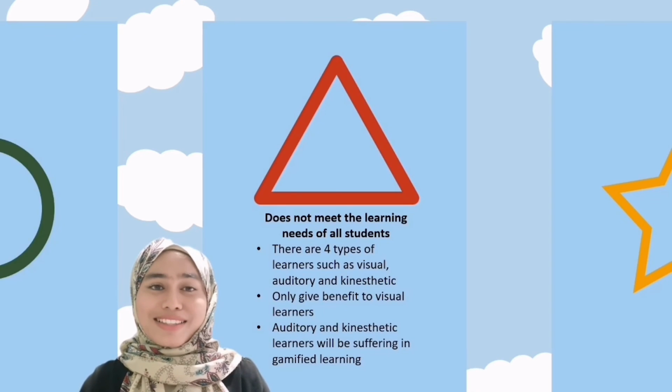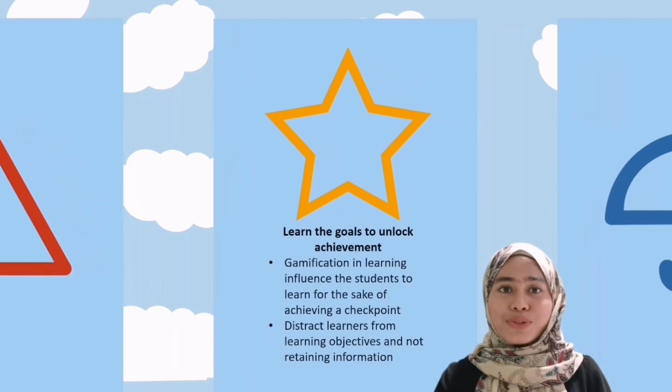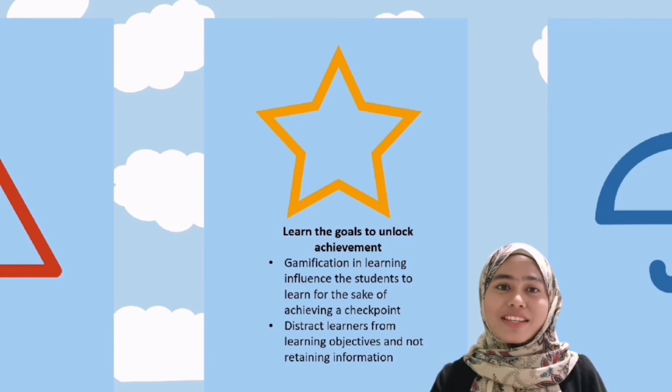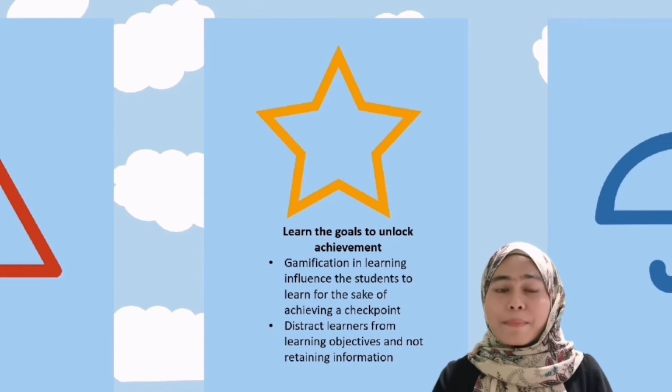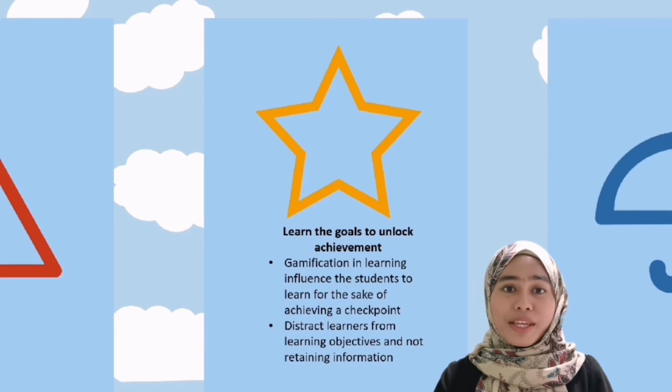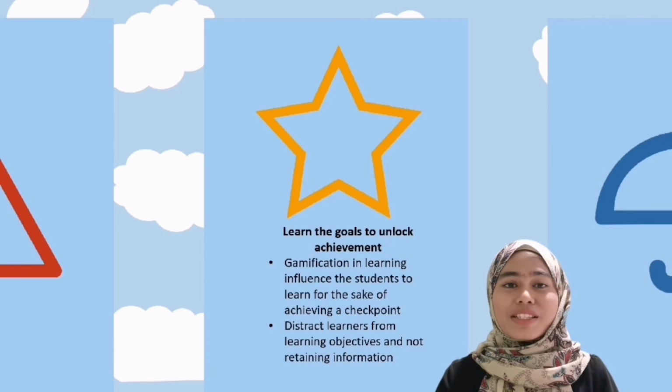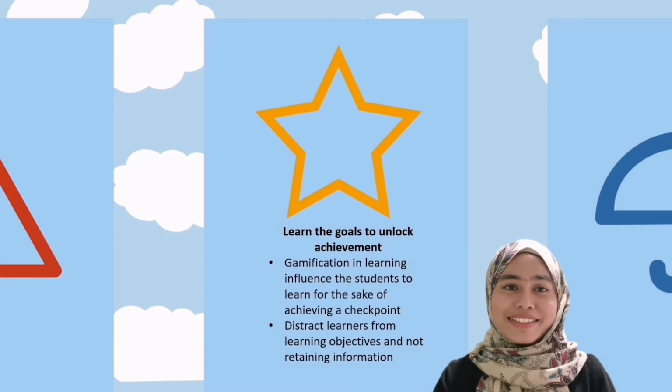types of learning styles. In addition, students learn for the goal to unlock achievement. They are only learning for the sake of achieving a checkpoint. They also are not retaining information because they learn just enough to complete the challenges, and it also will distract learners from the learning objective. It is because poor design in game leads to disengagement and confusion. So, the teacher fails to implement gaming to effectively support curriculum and learning.